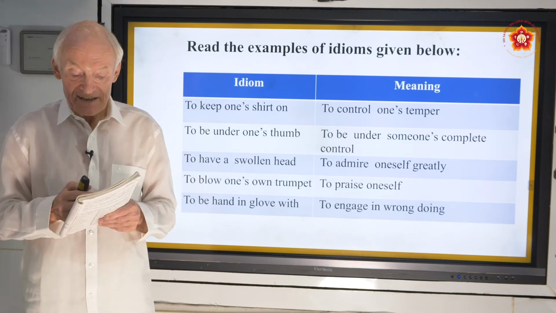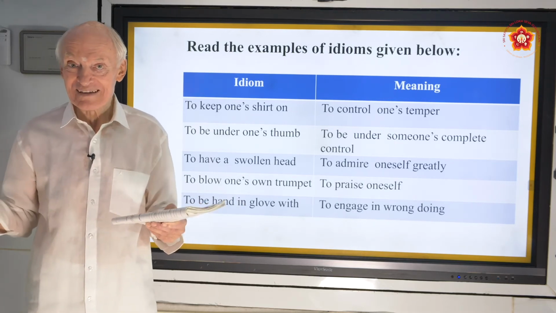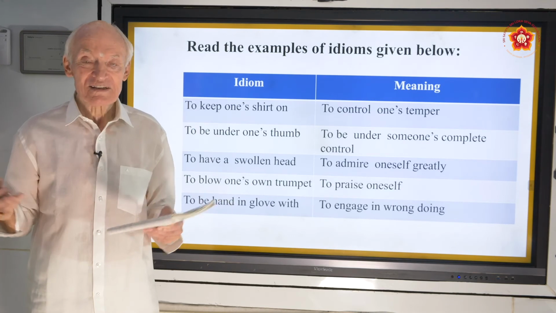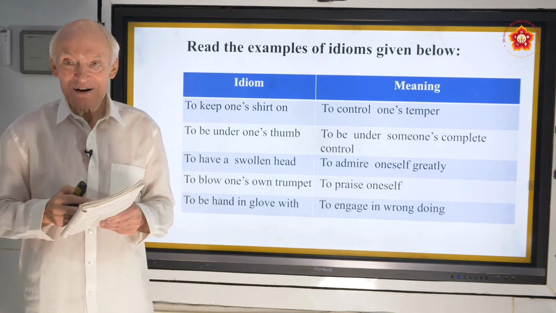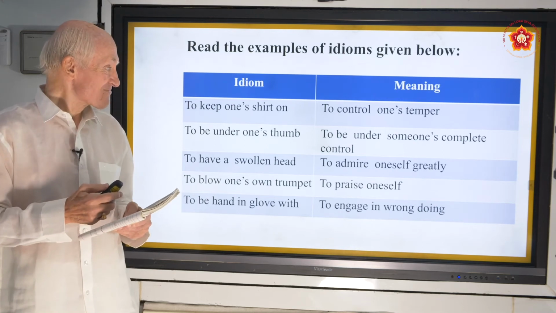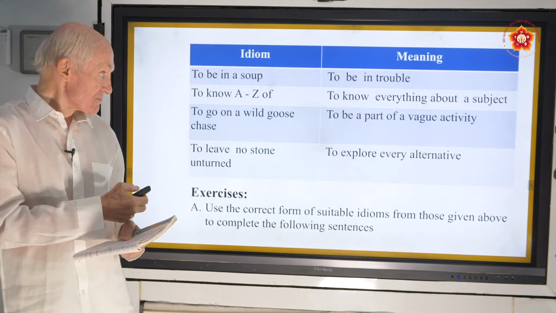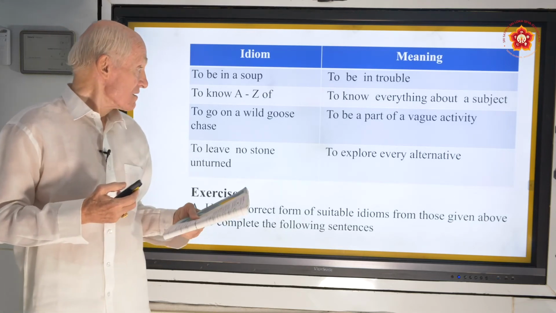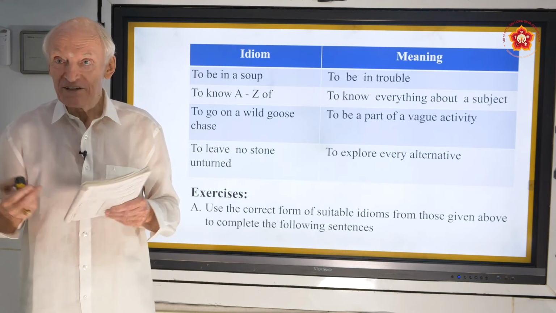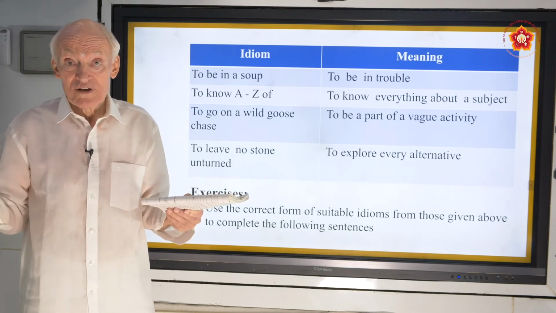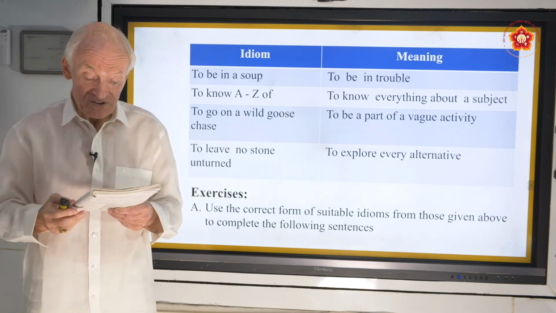Know A to Z, A to Z of any subject. You know everything about mathematics. You know everything about calculus. You can help all of your fellow students in calculus. Go on a wild goose chase. It's to be part of a vague activity. You're not knowing where you're going. The wild goose is running around, it's flying every which way, and you don't know what you're doing.